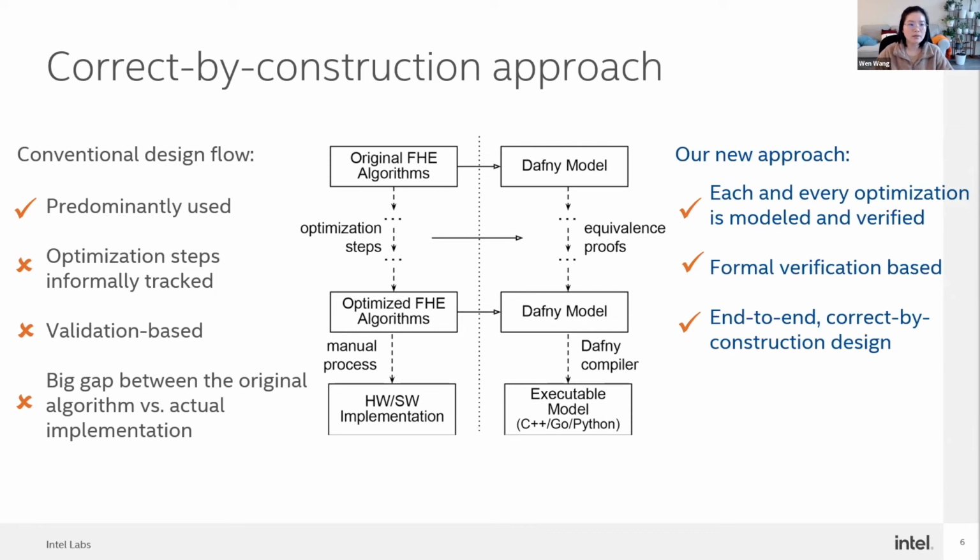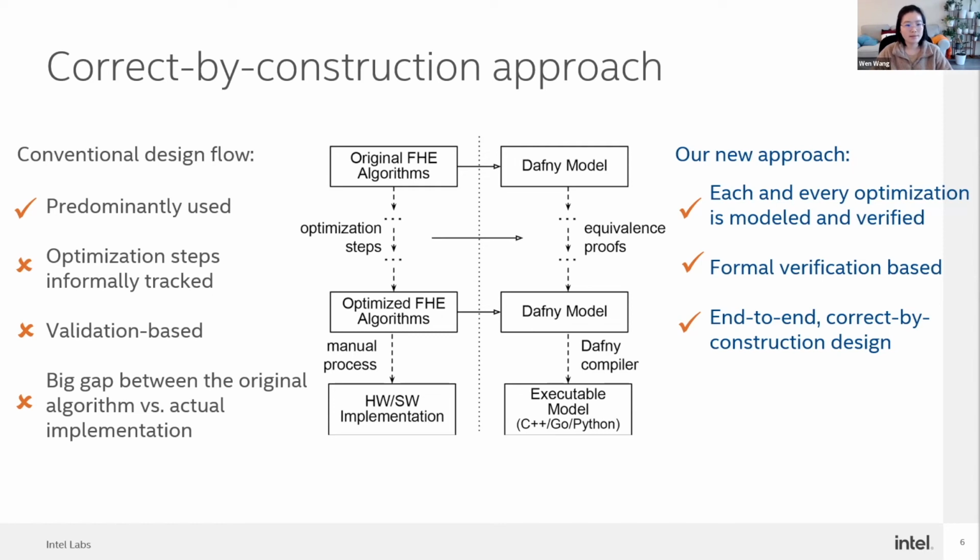And the idea is that starting from the very baseline algorithm, we already start modeling it in Dafny, right? Of course, we have a formal proof showing that the algorithm is correct. It is proven. And then more importantly, for each and every optimization step, we will, again, use Dafny to model that and formally prove it through an equivalence proof. In the end, we will get a new Dafny model, which is mapped to the optimized algorithm. And this model, again, is formally proved.